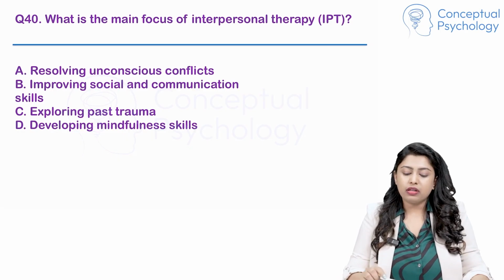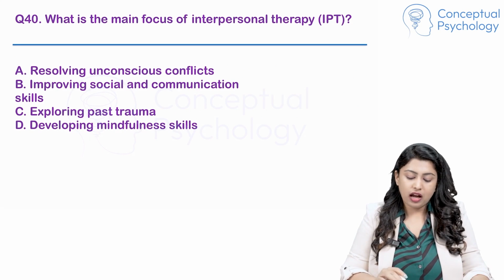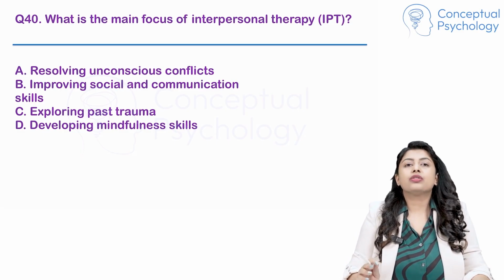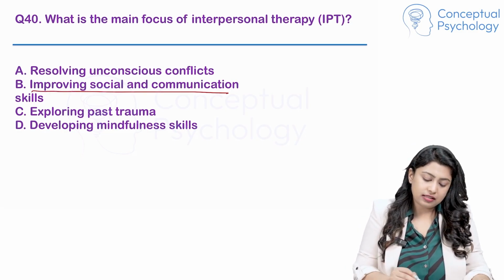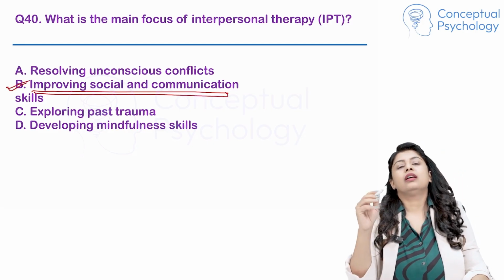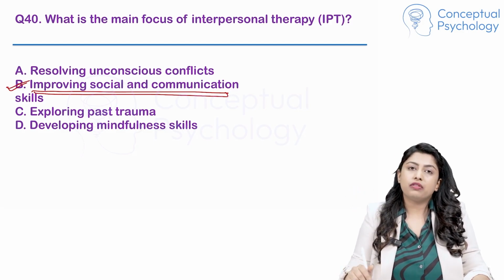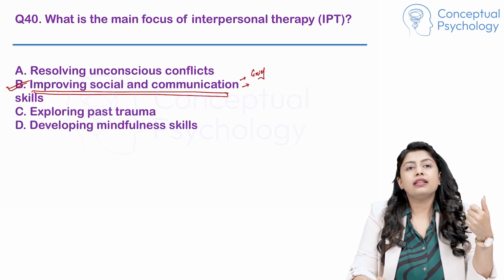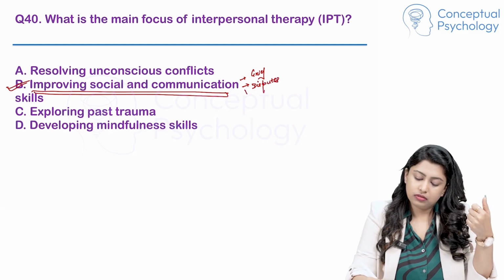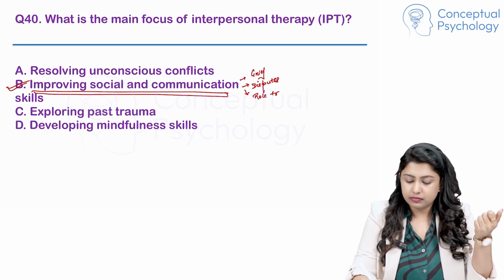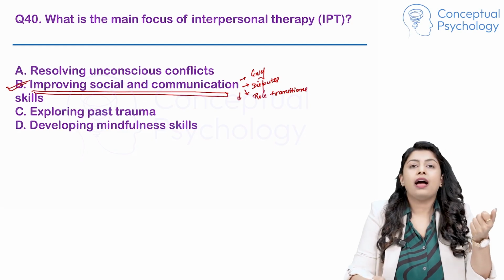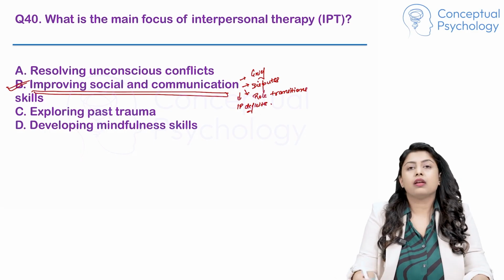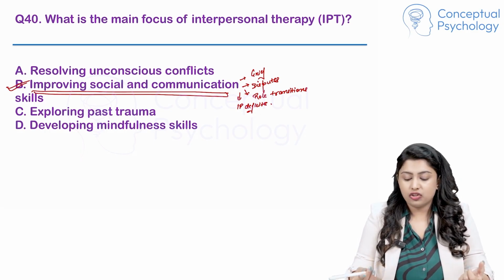Moving on. What is the main focus of interpersonal therapy, IPT? Resolving unconscious conflicts, improving social and communication skills, exploring past trauma, or developing mindfulness skills. So, the correct answer is improving social and communication skills. IPT focuses on improving interpersonal relationships and social functioning by addressing four main problem areas. First is grief. Second is interpersonal disputes. Third is role transitions. And fourth is interpersonal deficits. So here it emphasizes communication skills and the relationship patterns.